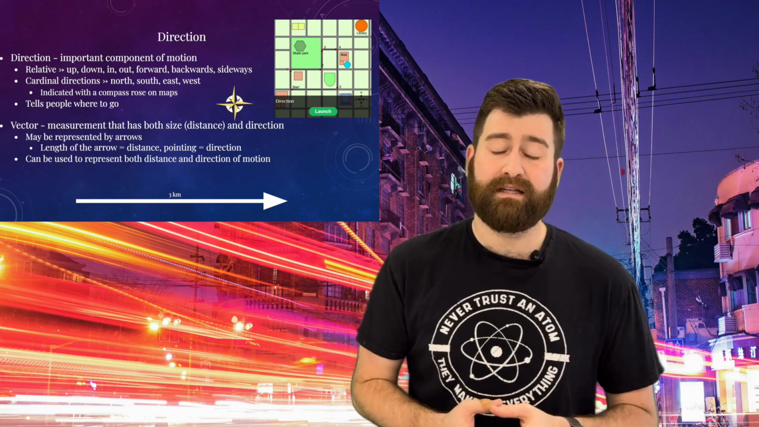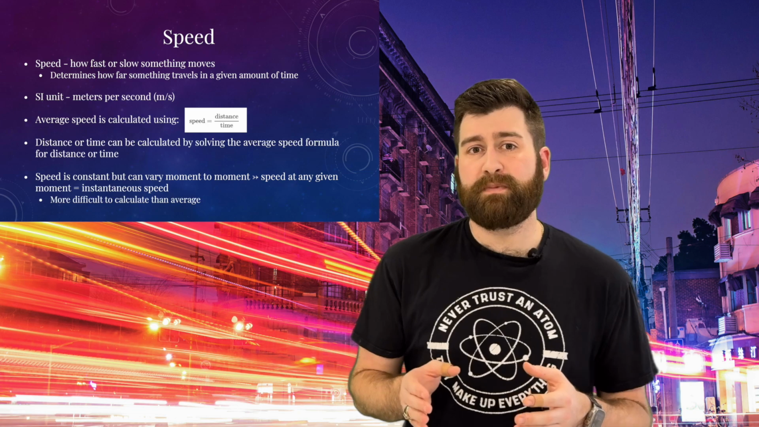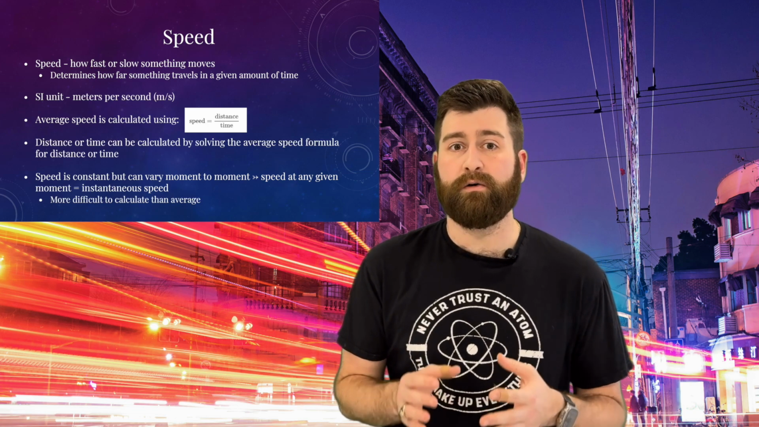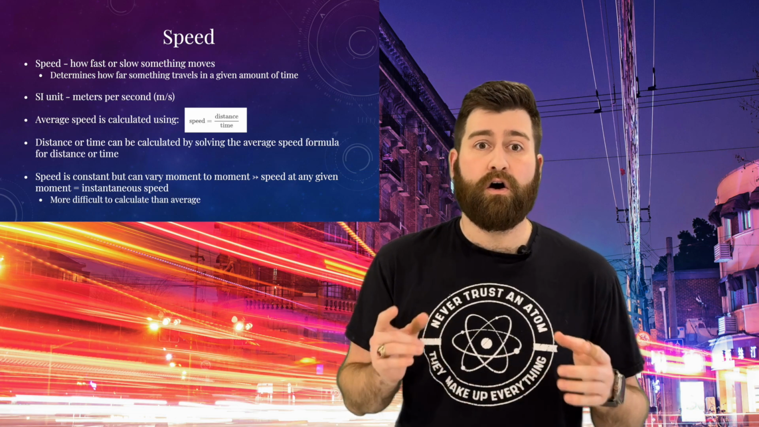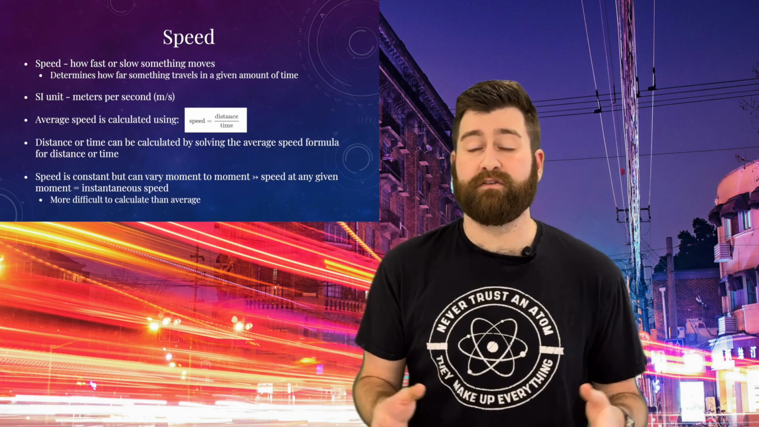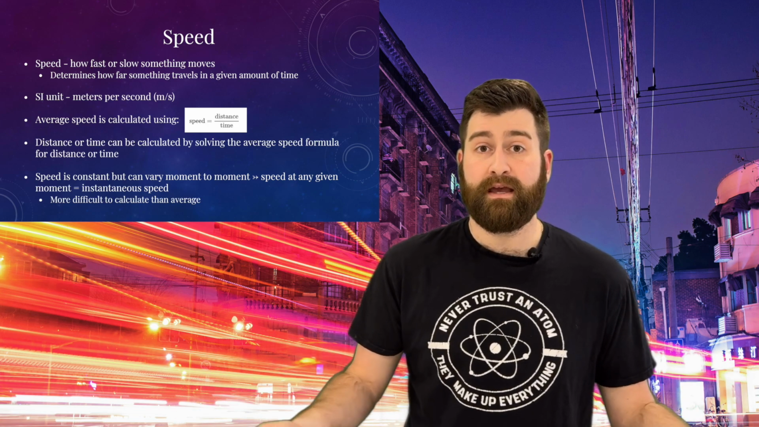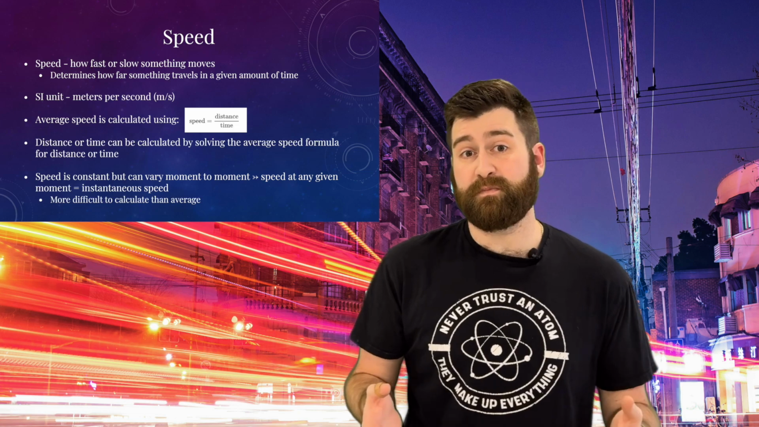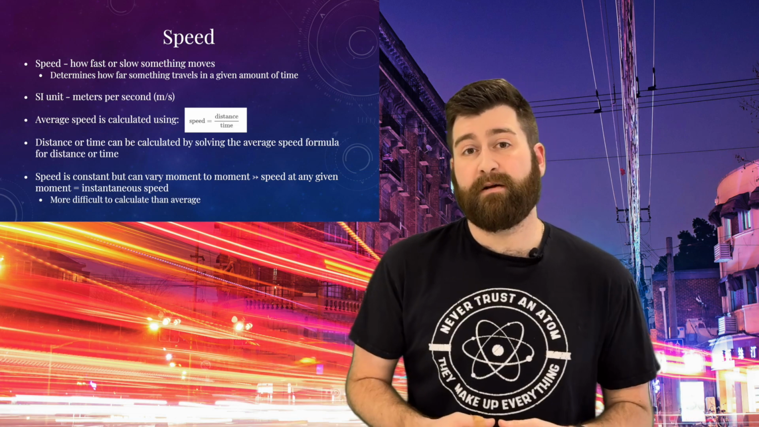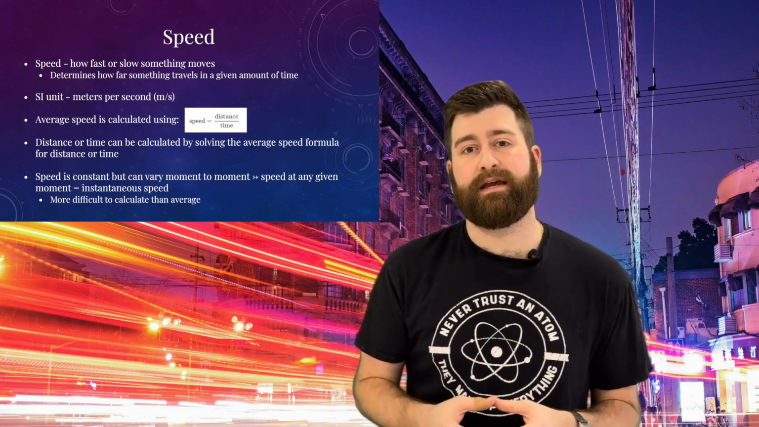Moving on though, let's look at speed. Speed is how fast or how slow something moves. It also determines how far something travels in a given amount of time. Due to this, the SI unit for speed is meters per second, represented with an m/s, both lowercase.